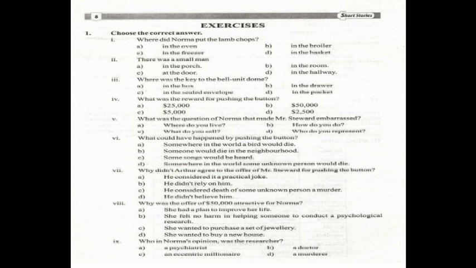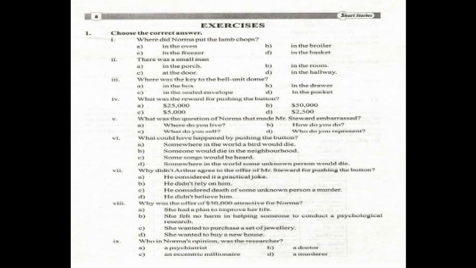Well, gentlemen, in this slide and the slide that follows, we are going to take up the MCQs. I think we should begin now. You are required to either encircle the right option or mark it. Question number 1 is, where did Norma put the lamb chops? Option A is in the oven, B in the broiler, C in the freezer, D in the basket. The right option is in the broiler.